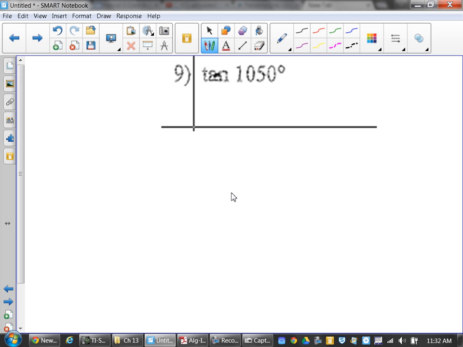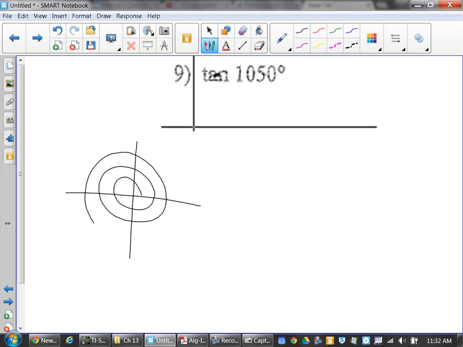Tangent 350, well, start spinning it. Here's 360, 720. And then you go, what is it, 900? Yeah, 900 is one more time around, right? No, that's 1080, so we are in here with a 30 degree reference. Okay. So your 30 degree reference angle, tangent.